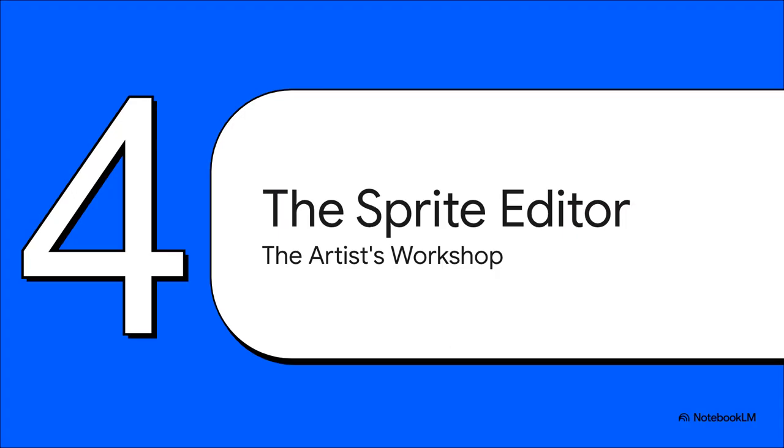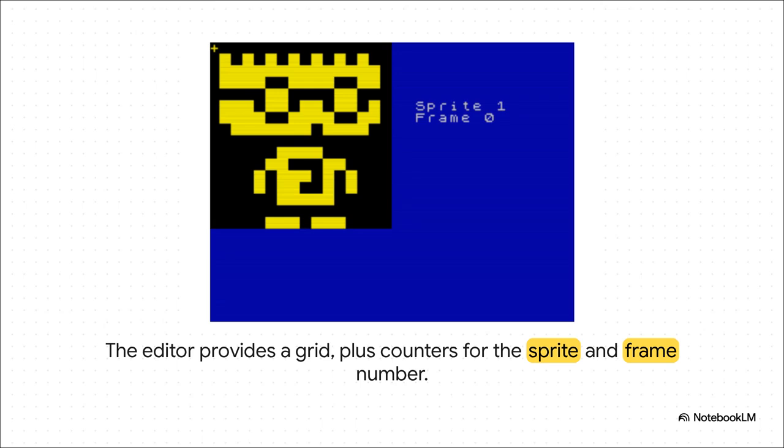So where did these artists actually do all this work? Well, they had a digital canvas called a sprite editor. We're going to look at the one from Arcade Game Designer. You can pretty much think of this as the artist's workshop. Let's take a quick look around. The interface is wonderfully simple. You've got that big grid on the left, that's your canvas, where you place every single pixel.